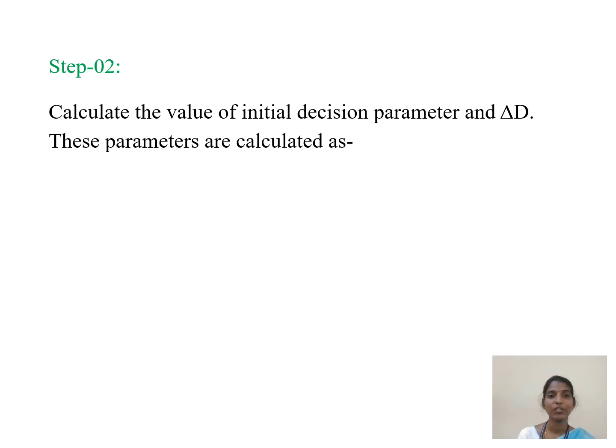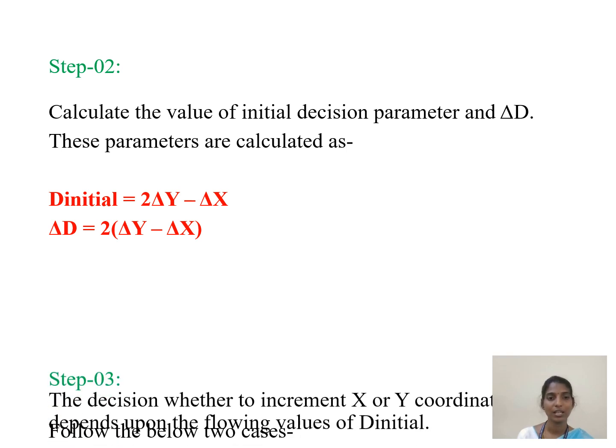Step 2. Calculate the value of the initial decision parameter and del d. These parameters are calculated as d initial is equal to 2 del y minus del x. Del d is equal to 2 times (del y minus del x).